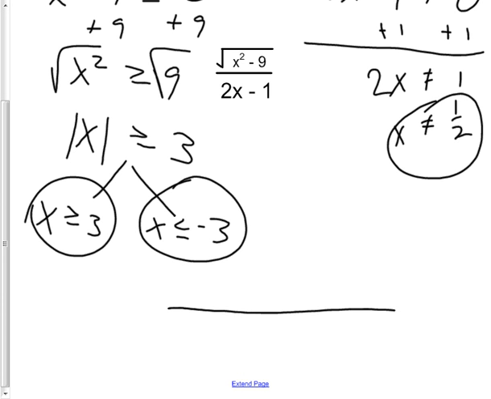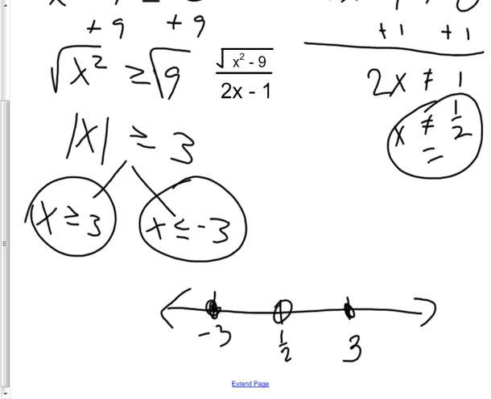Pick a number line. Put on negative 3 and 3. And a half is in there somewhere too. Maybe I should put the half here. And then I make sure, no, it can't be a half. It says it right there. So I know that's empty. Can it be 3 and negative 3? Yeah, it says so. It says could be equal to.